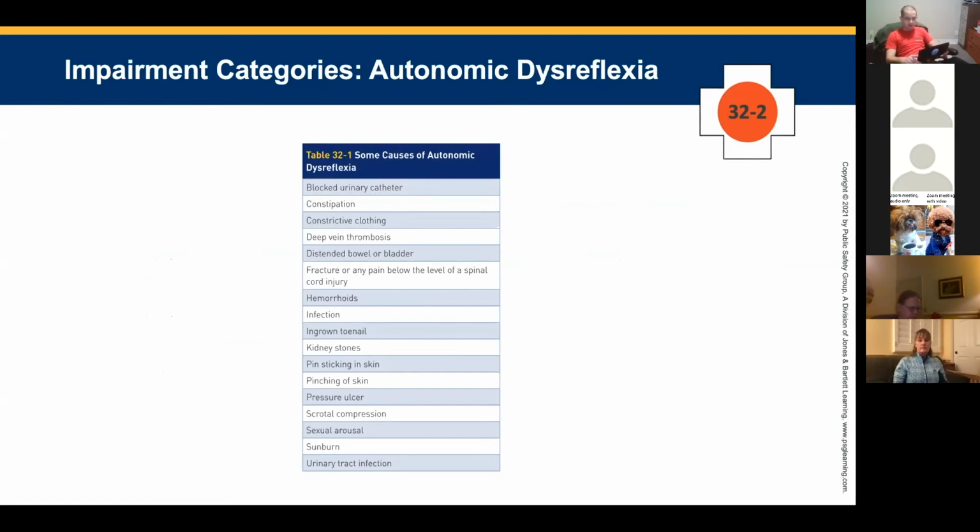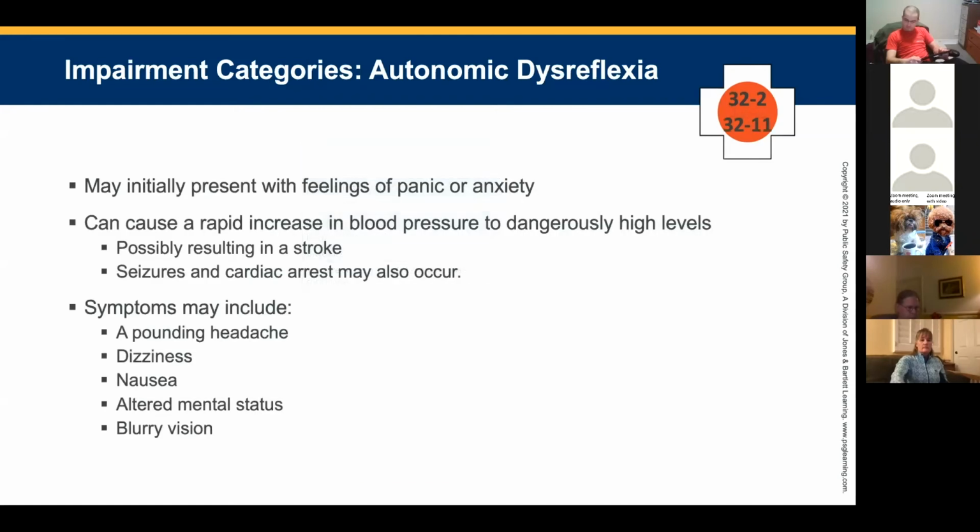If you take a look at your book on slide or on table 32-1, it will give you more of a rundown of causes. With autonomic dysreflexia, this may initially present with feelings of panic or anxiety, which can cause a rapid increase in blood pressure to the dangerously high level. And the problem with blood pressure is that as it increases, if it gets too high, you can have a stroke. You can also have seizures, and you can also have cardiac arrest. So as the blood pressure increases, there's possibility of bursting blood vessels, which can lead to all three of those.